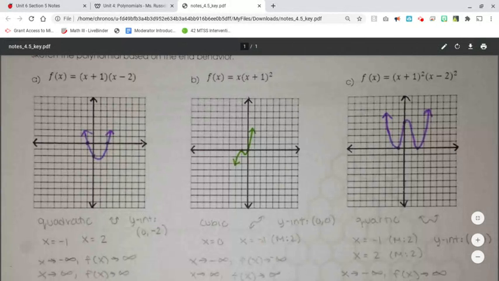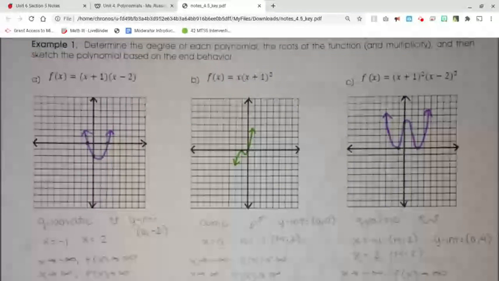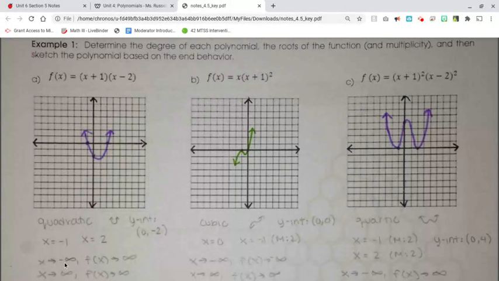The last thing I want to talk about is end behavior. That means as x is going to -infinity, that's to the left, where is y going? And as x is going to +infinity, that's to the right, where is y going? Well, you can see in A, as x goes to the left, y is going to +infinity. And as x goes to the right, y is also going to +infinity. And there's your answers for that.